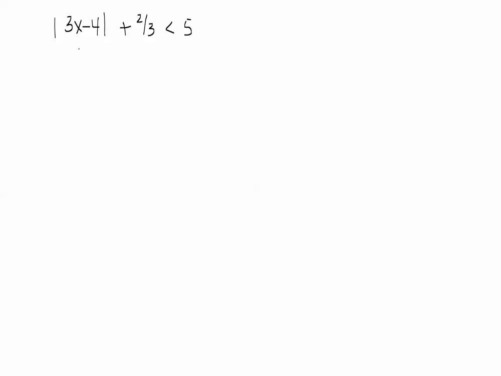Remember from part 1, the second example I showed you was this one. And again, I said you cannot solve this with the plus 2/3 here. So you need to subtract 2/3 from both sides. When we did that in part 1, we got the absolute value of 3x minus 4 is less than 13/3. Okay, so all we see here is the absolute value. And what we see here is a positive number. So we can apply the rule.